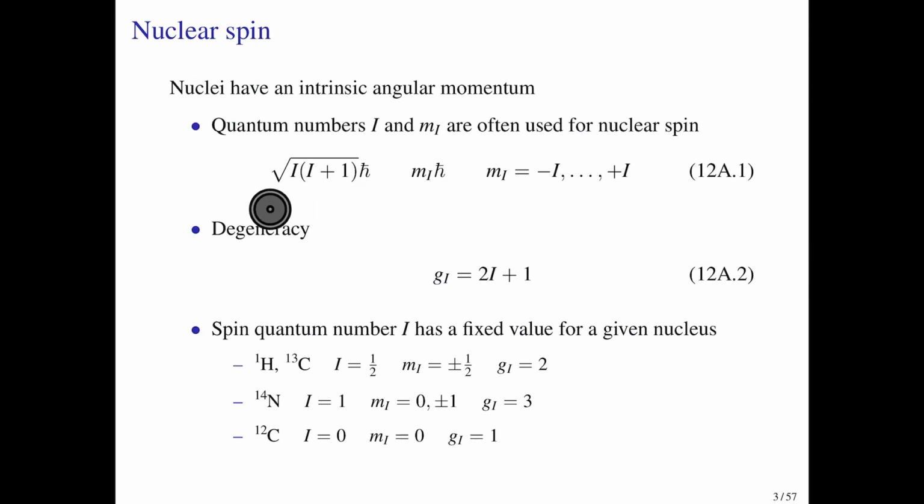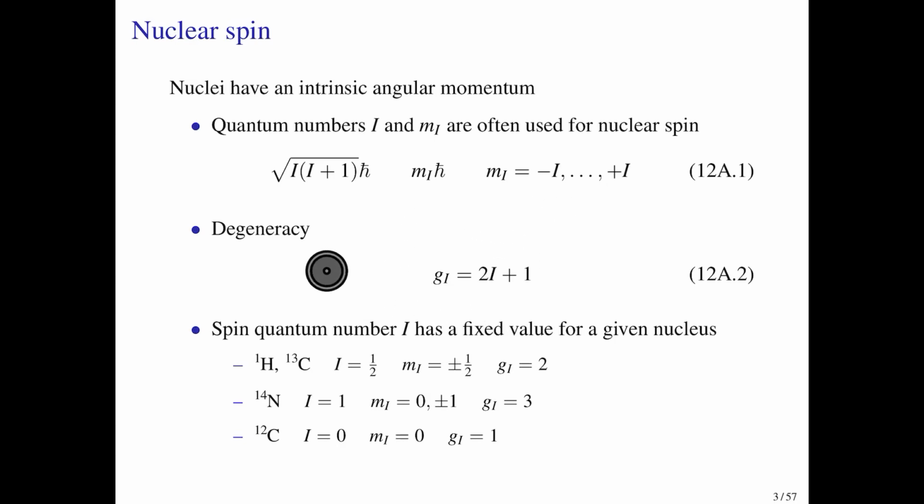The length of the spin angular momentum is given by this expression here in terms of the quantum number I. And then the z component of the spin angular momentum is given by m sub I times h bar. And the value of m sub I runs from negative I to plus I. So this is perfectly analogous to what we had for electrons. The spin states are degenerate, at least in the absence of a magnetic field, and the degeneracy is 2I plus 1.